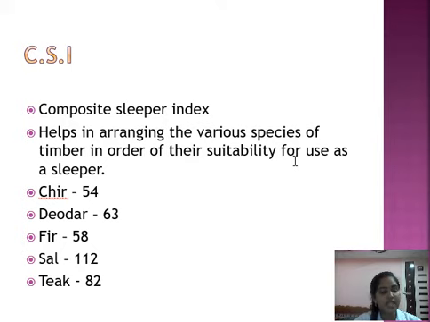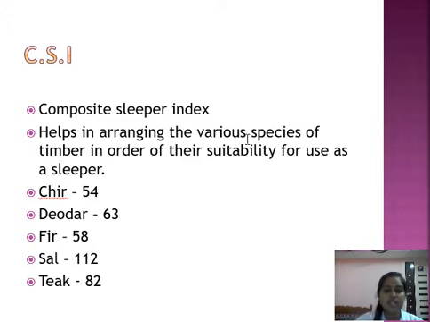So first in the index page, what will we do? We will arrange unit 1 in the first page, and unit 2, like that we'll continue the topics. So this composite sleeper index also helps in arranging the various pieces of timber in order of their suitability for use as a sleeper.